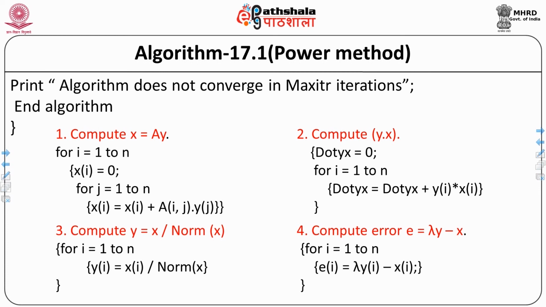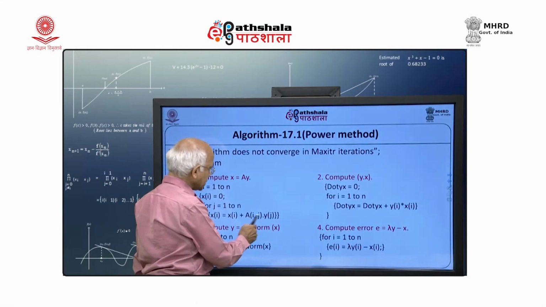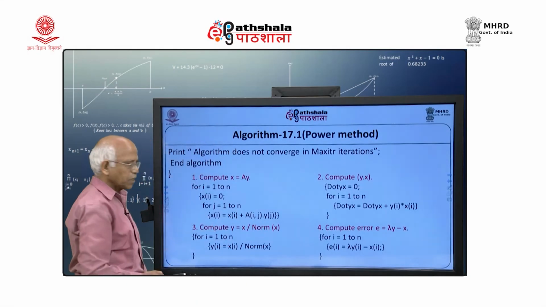Here the computation of x bar equal to A y bar is nothing but the product of A and y. I am just writing down the details of these small steps. For i equal to 1 to n, x i equal to 0, and for j equal to 1 to n, x i equal to x i plus a i j into y j. You know how to compute this x bar equal to A y bar.